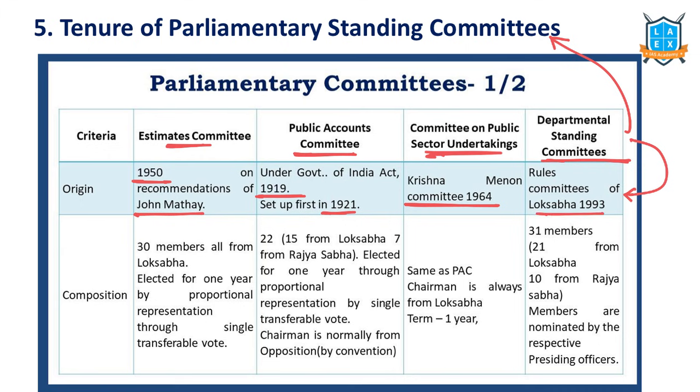With regard to composition of these parliamentary committees, Estimates Committee has 30 members, all members are from Lok Sabha. With regard to Public Accounts Committee, 22 members, 15 from Lok Sabha, 7 from Rajya Sabha. With regard to Public Sector Undertakings Committee, 15 from Lok Sabha and 7 from Rajya Sabha. With regard to Departmental Standing Committees, total 31 members is the composition, 21 from Lok Sabha, 10 from Rajya Sabha. All these members are elected with a tenure of 1 year.